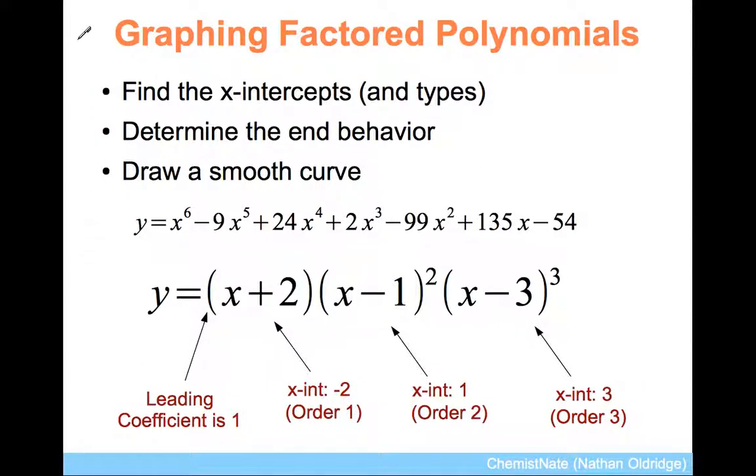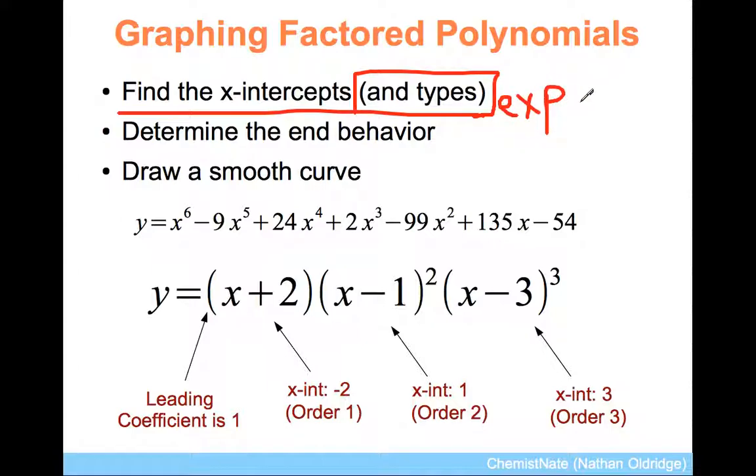Let's learn how to graph factored polynomials. The key is to find the x-intercepts. I also want you to be aware of the type of x-intercept, and that depends on the exponent on the factor. I'll show you that in just a second. I want you to determine the end behavior. That will be based on what we saw on the previous slides, and then all you'll have to do is draw a smooth curve through the points.